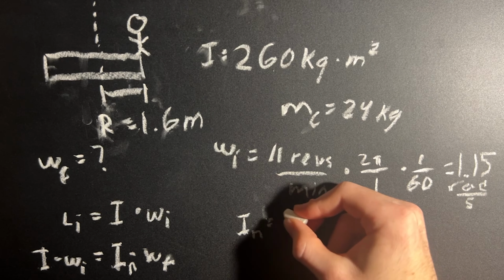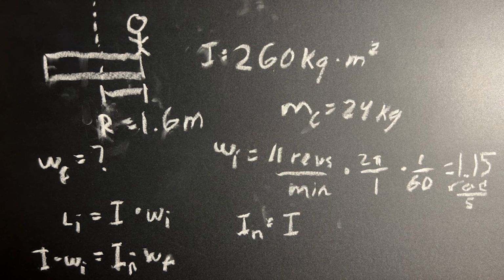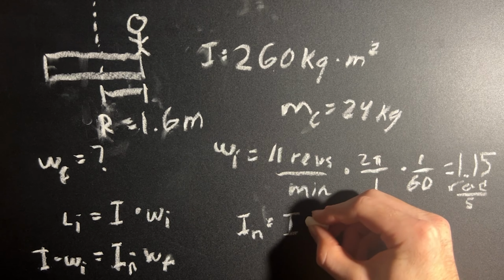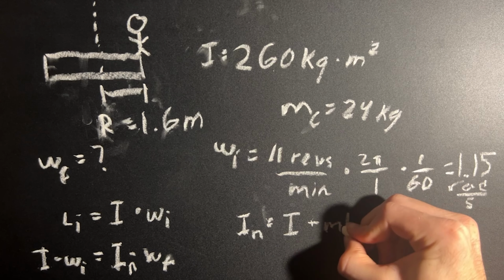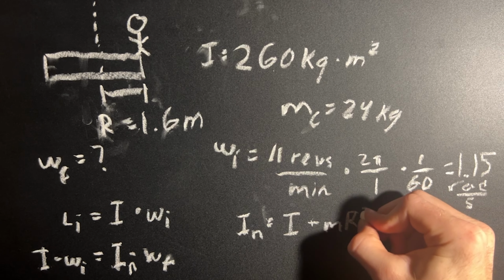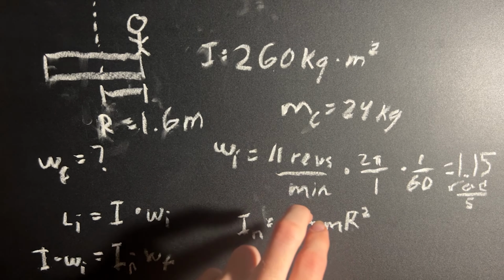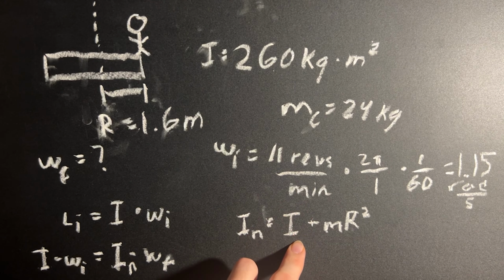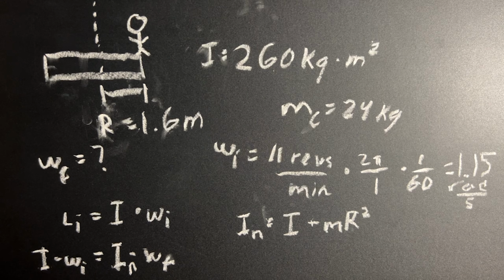is going to be the previous moment of inertia we already know, plus mr squared. This is from the parallel axis theorem, where we are able to take the moment of inertia of just the merry-go-round and add it to mr squared.